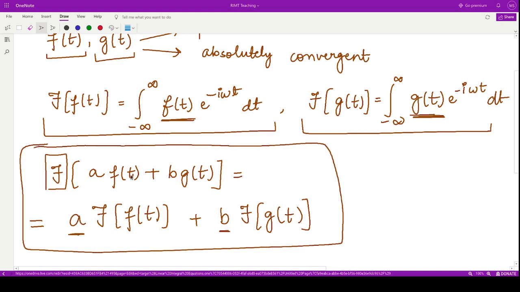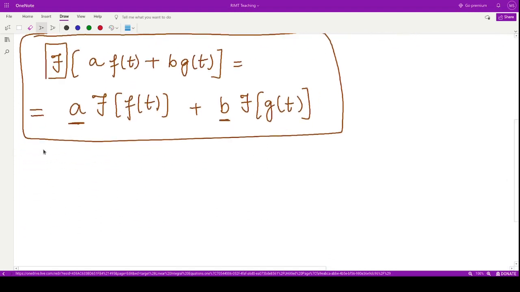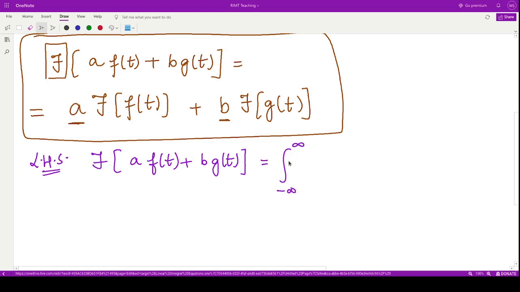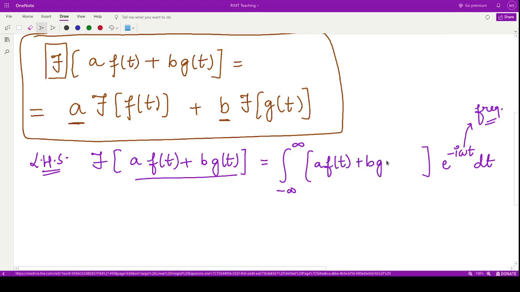Now let's move ahead and see how this is true. For that, let me consider the left hand side. I am calculating the Fourier transform of the linear combination a f of t plus b g of t. What would it be? Let me apply the definition. According to the definition, it is the integration from minus infinity to infinity of whatever function is given to you, times e to the power minus iota omega t dt, where omega is the frequency, and our function is a f of t plus b g of t.